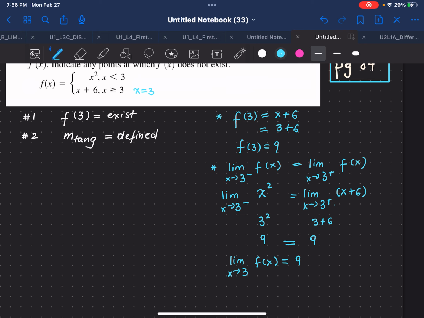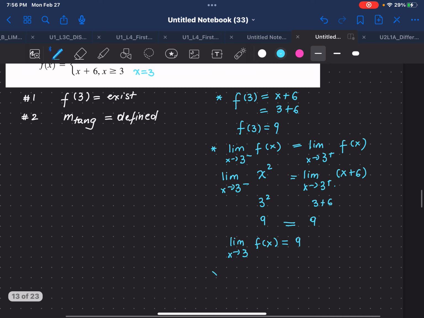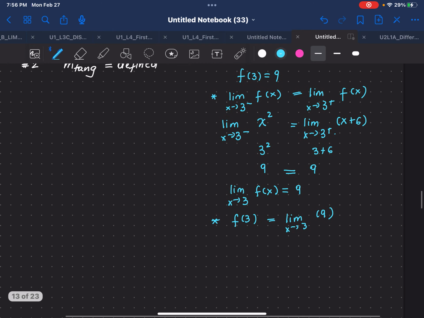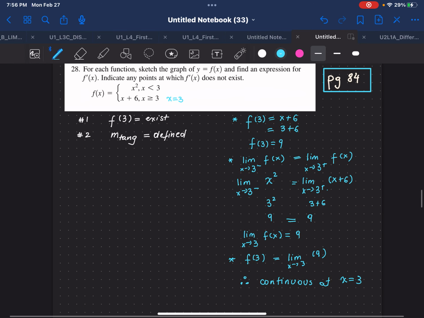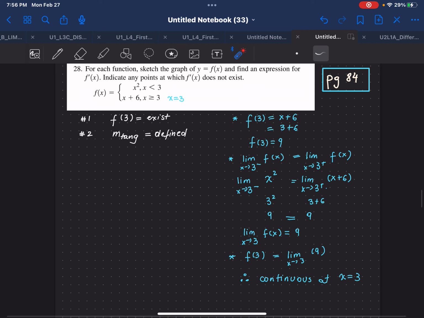As you can see, we have arrived at condition number 3: the value of the function at 3 equals the value of the limit at 3, which makes this function continuous at 3. So therefore, we're going to say the function is continuous at x equals 3. So this is the algebraic explanation of how the function is continuous at 3, which means that we can proceed with finding the derivative.